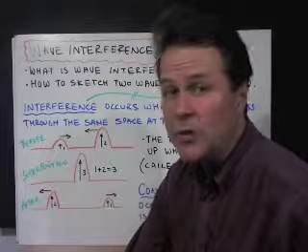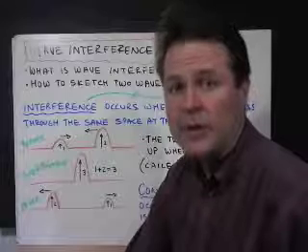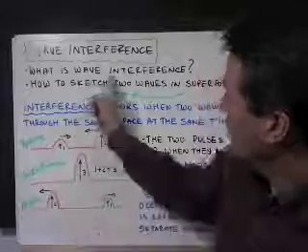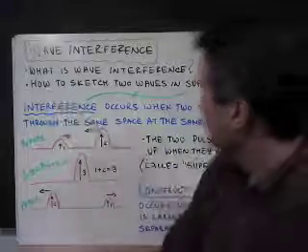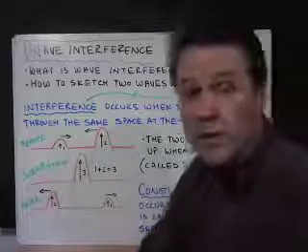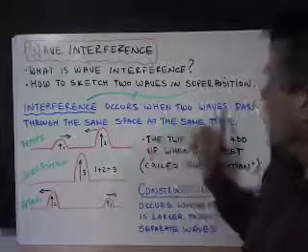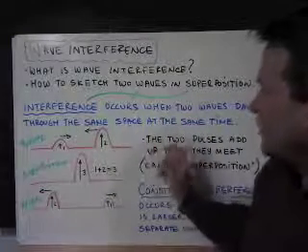So, what happens when two waves encounter one another? We call this wave interference. In this video, we're going to look at what wave interference is, and we're going to explore how to sketch two waves in superposition. Interference occurs when two waves pass through the same space at the same time.